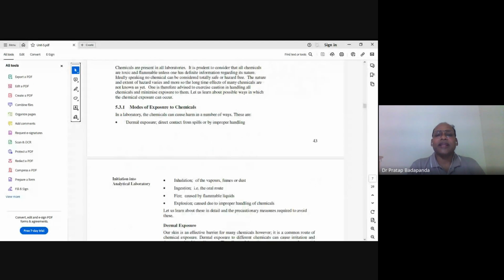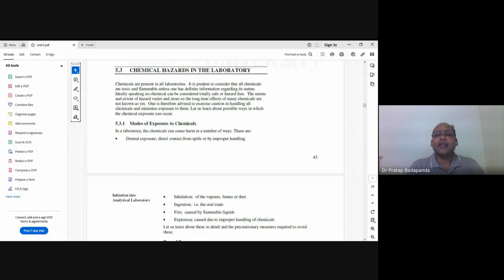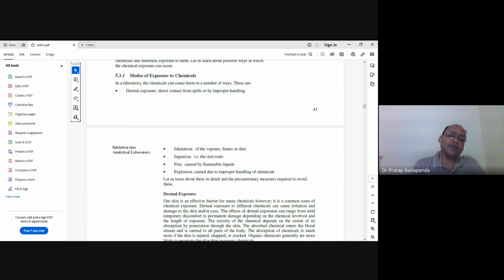Then come to chemical hazards in the laboratory. What kind of chemical hazards will be there? First, dermal exposure, meaning direct skin contact from spills and improper handling. If you are not handling properly, the skin may be damaged. Second, inhalation of vapor, fumes and dust. Then ingestion, the oral route. If you put a chemical directly into the mouth, it will be harmful.